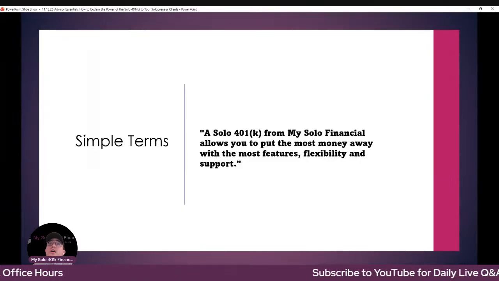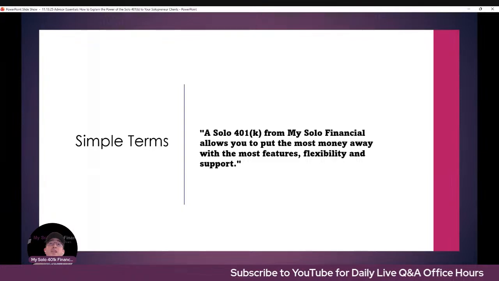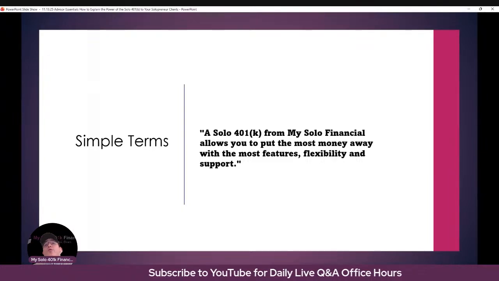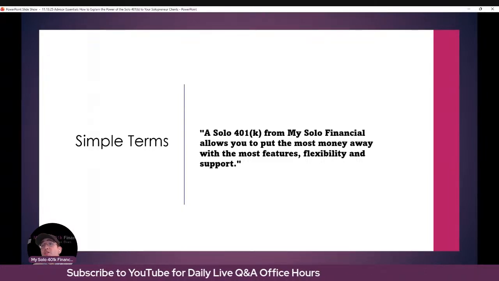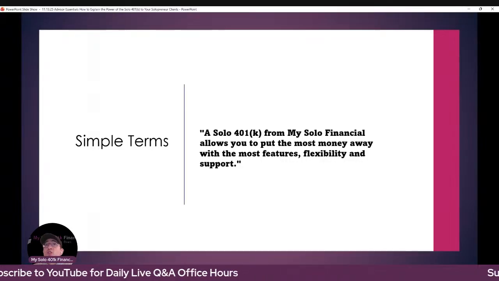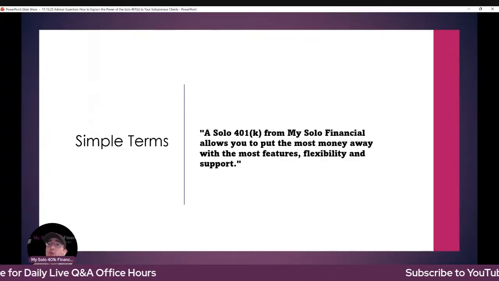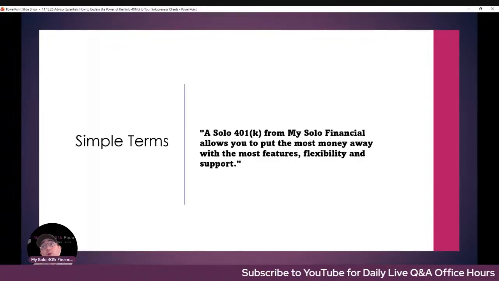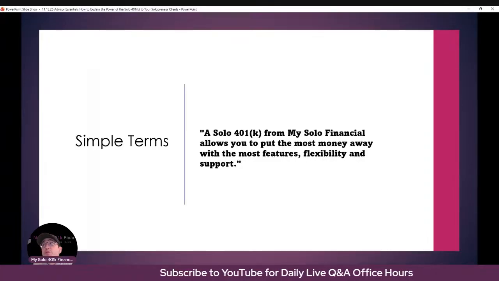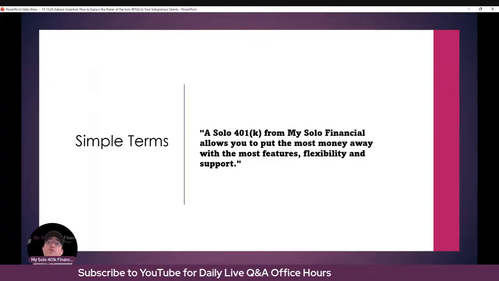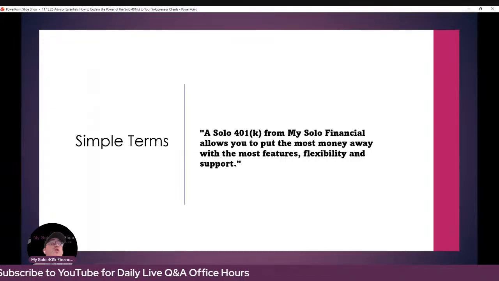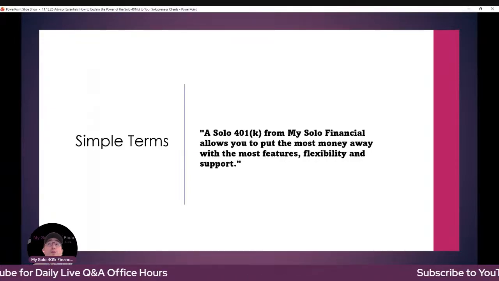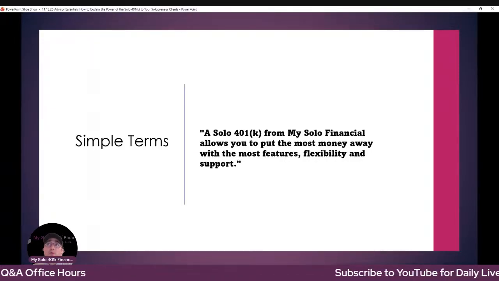I think a good starting point is simple terms. A 401k plan, any 401k plan, is for a business. A lot of people will understand that concept because they may have had a job somewhere where they had a 401k account. So 401k plans generally are for employers. They're for businesses with employees. Now, a solo 401k, that's for someone who has a self-employed business. So it's an owner-only business.